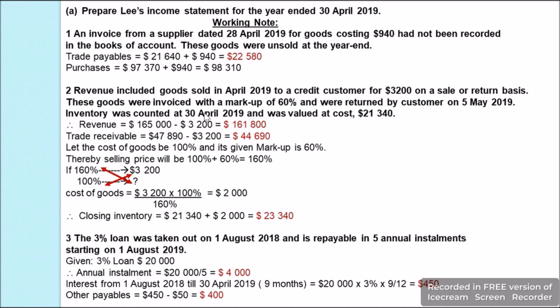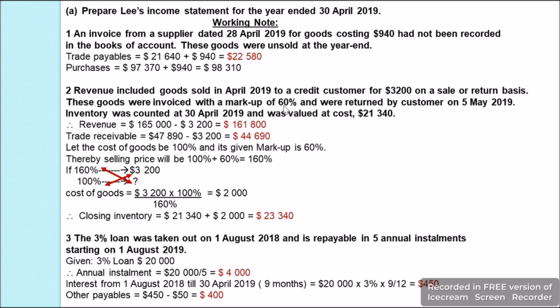Inventory was counted on 30th April 2019 and was valued at the cost of $21,340, as these sales were not made. Here, as we don't take it as sales based on the realization concept, this should be part of the closing inventory as well. So it has to be increased in the closing inventory.